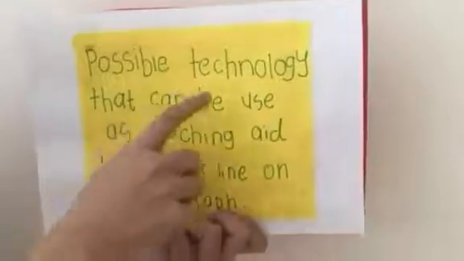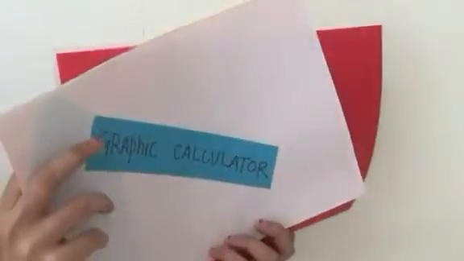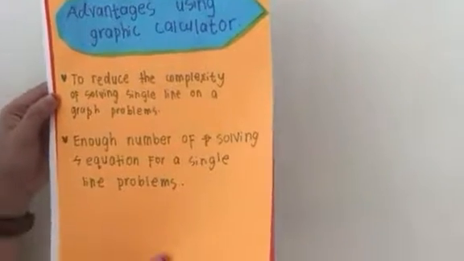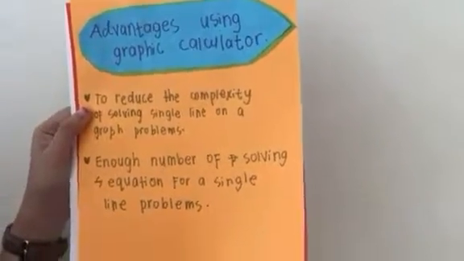Possible technology that can be used as a teaching aid for a single line on a graph. I will use a graphing calculator to calculate the equation for a single line on a graph. This is advantageous for using a graphing calculator. First of all, it reduces the complexity of solving single line on a graph problems. Second, there are enough solved equations for a single line problem.